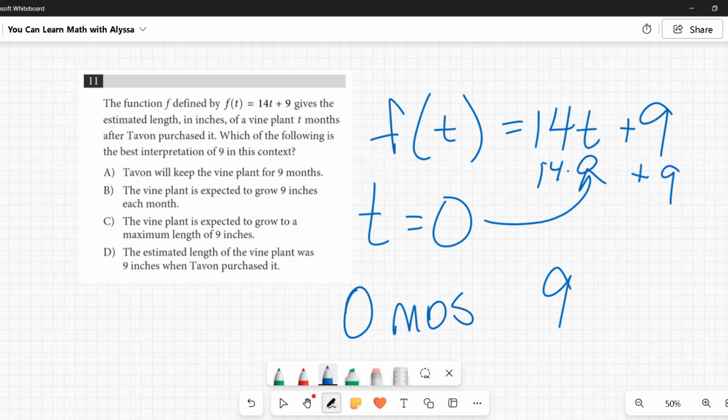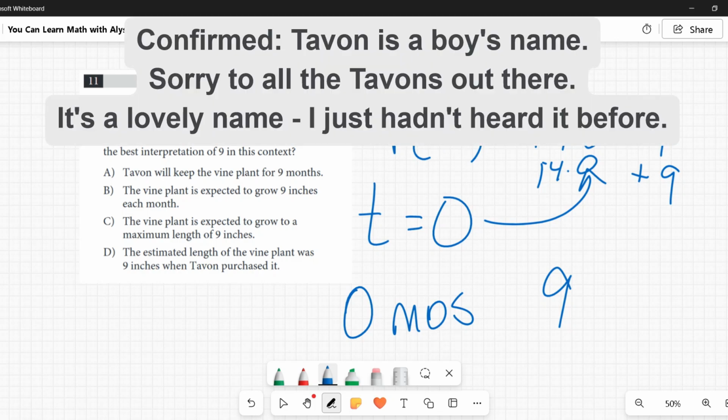I'm assuming Tavin is a boy's name. I may be wrong about that. If I'm wrong, I'm sorry because I'm saying he. I don't know. I'll just say Tavin.